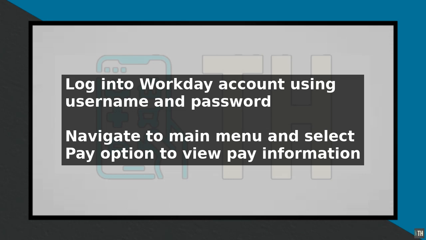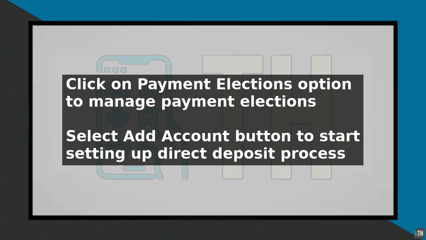From the Pay dashboard, click on the Payment Elections option. This will take you to a new page where you can view and manage your payment elections, including direct deposit. Click on the Add Account button to start the process of setting up direct deposit.